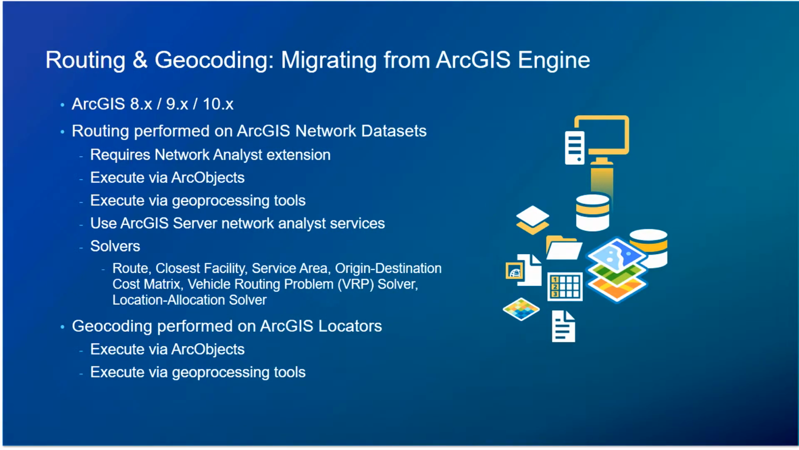So in the context of ArcGIS Engine, routing was performed on ArcGIS network datasets, required a Network Analyst extension, and it was executed via ArcObjects or via geoprocessing. Geocoding was performed on ArcGIS locators.